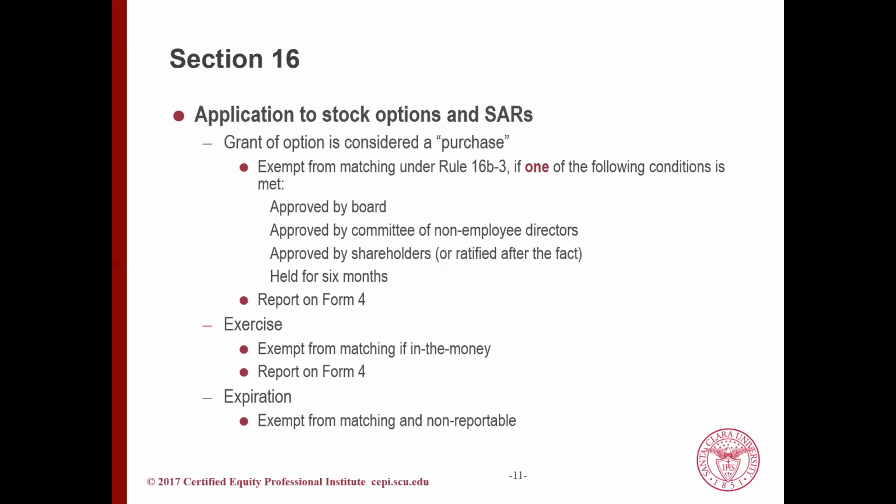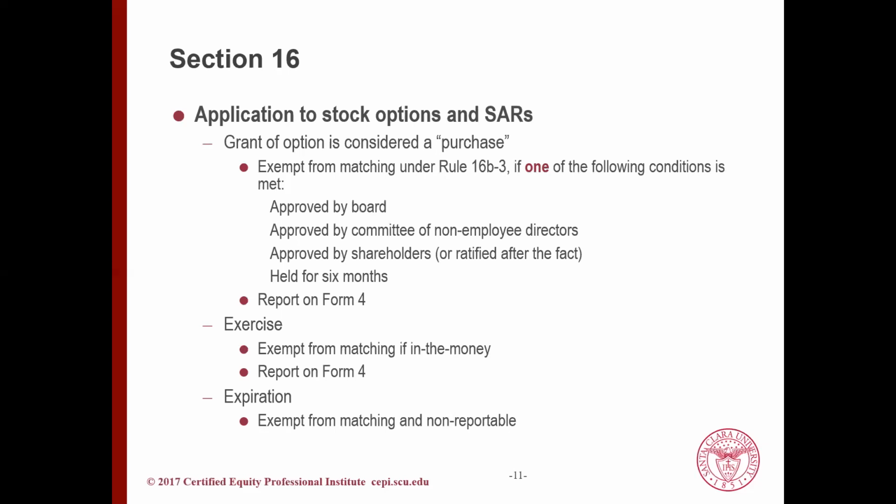So remember how we talked about something couldn't happen within 6 months of each other? The grant of an option is considered a purchase for Section 16, but it's exempt if it was approved by the board, or approved by a committee of non-employee directors, or approved by shareholders, or ratified after the fact, and held for 6 months. Then it needs to be reported on Form 4. The exercise of an option is exempt from matching if it's in the money, so it's not an underwater option, and then you get that reported on Form 4.